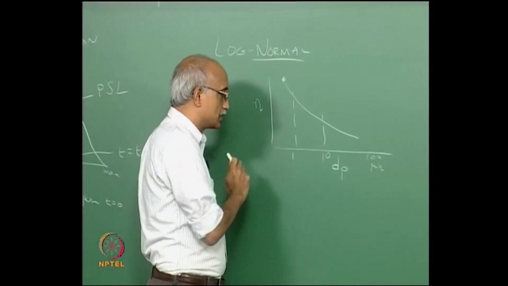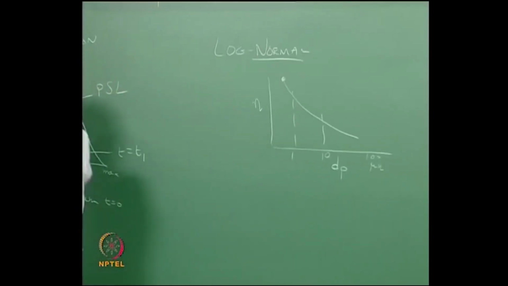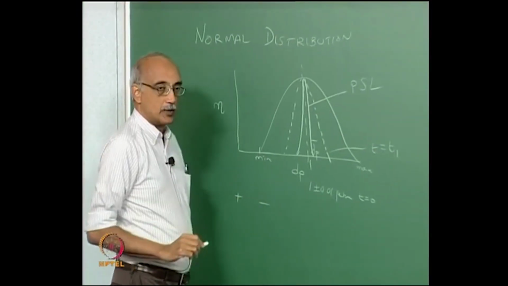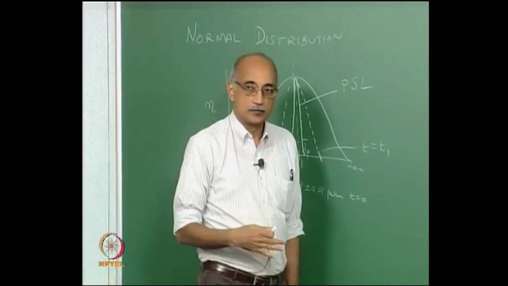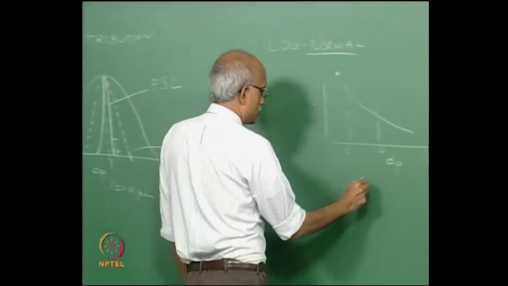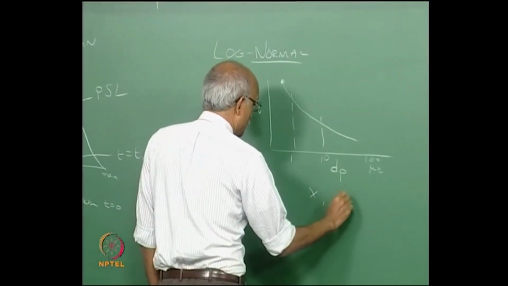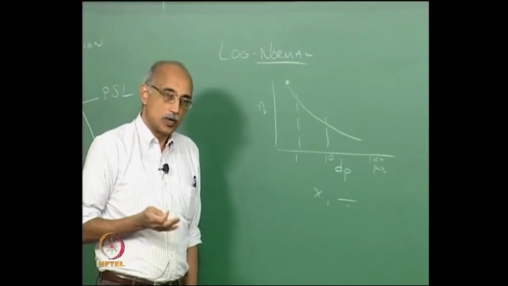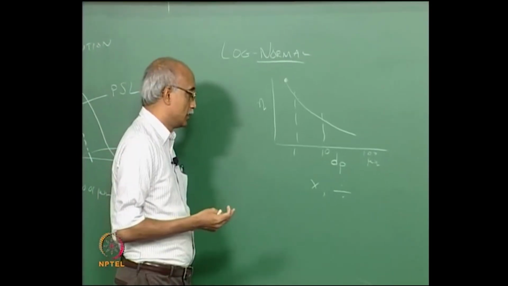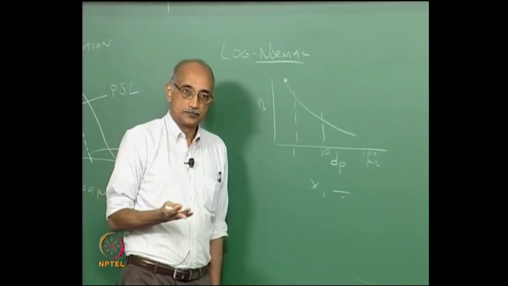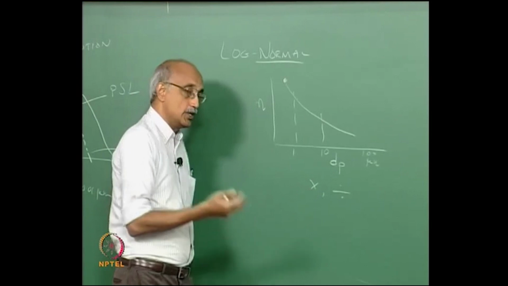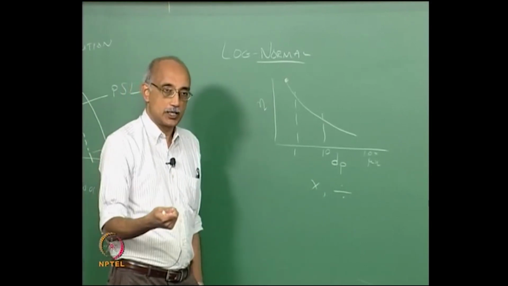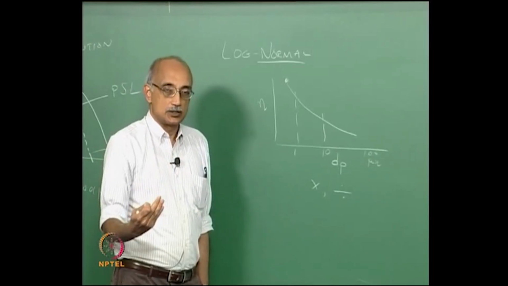So, how does this happen? As I said earlier, a normal distribution happens because of plus minus phenomena, additive and subtractive. Log normal distributions happen because of multiplicative and divisive phenomena. So, what do we mean by that? What is the typical multiplicative phenomena? Well, actually nucleation and condensation are considered multiplicative phenomena because they are not additive in nature.